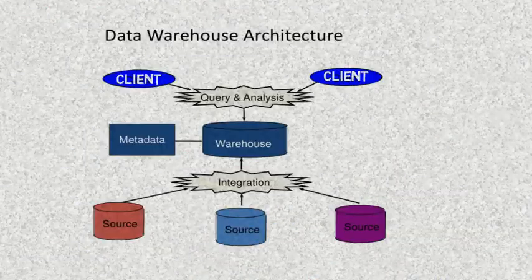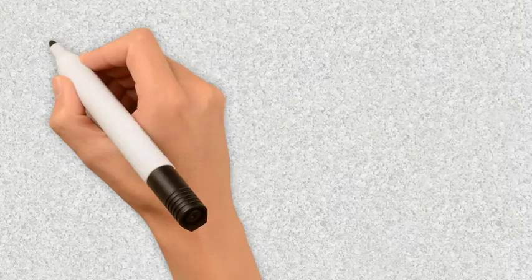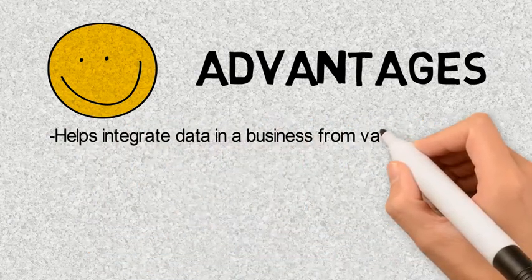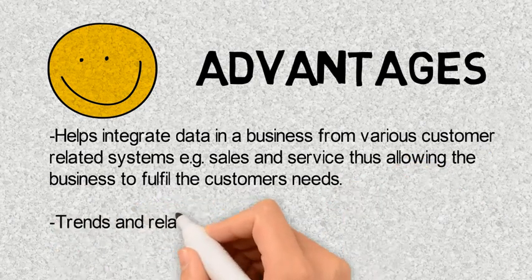Here is a simple diagram explaining the architecture of a data warehouse. Here are some advantages of a data warehouse. Data warehouse helps integrate data in a business from various customer-related systems. Trends and relationships are easily identified in various business sectors.